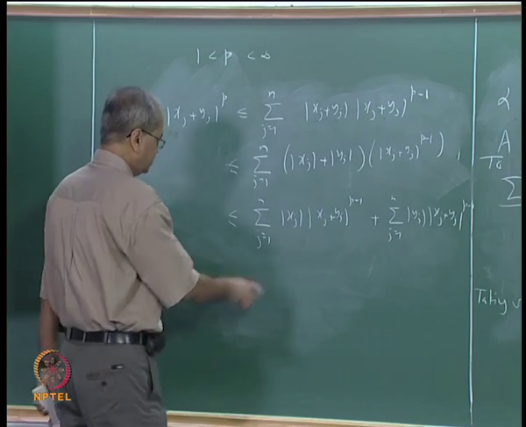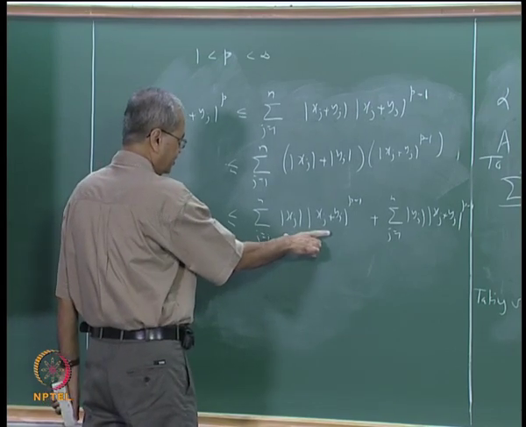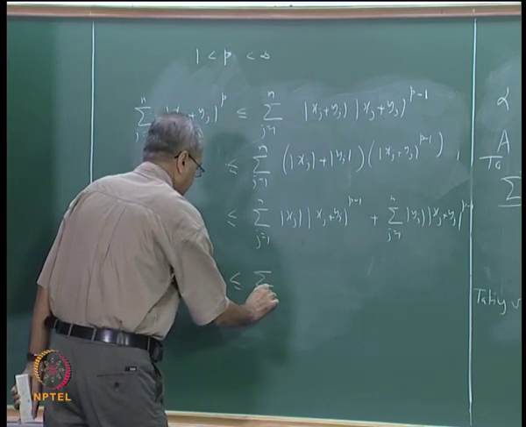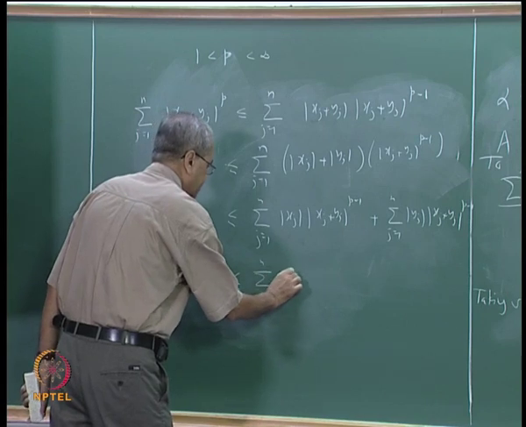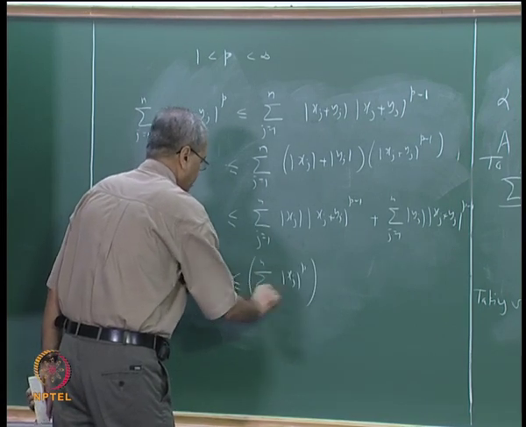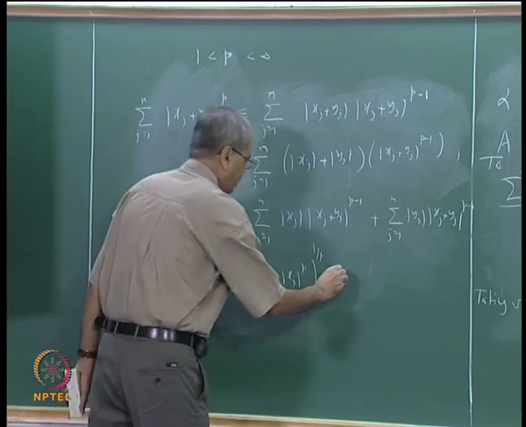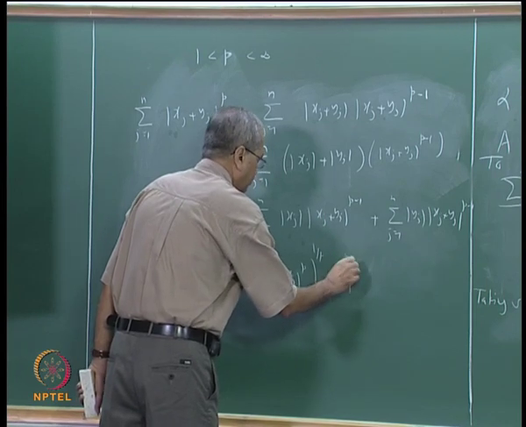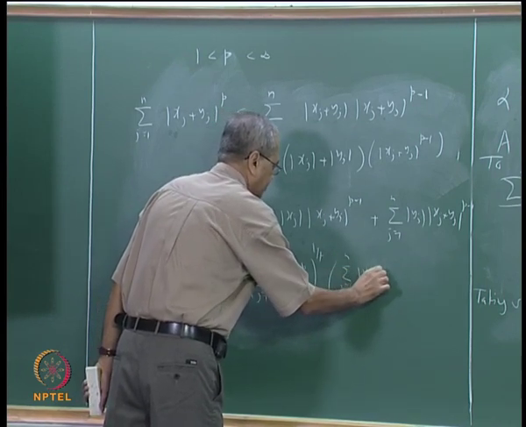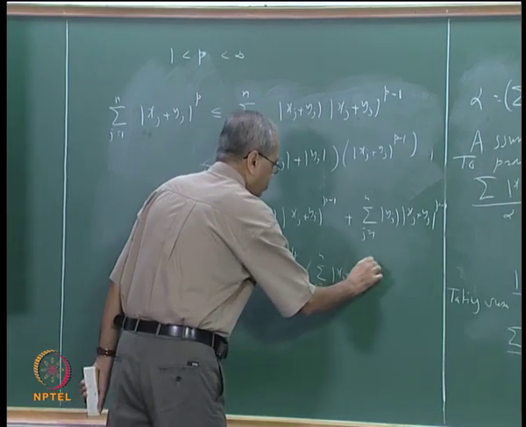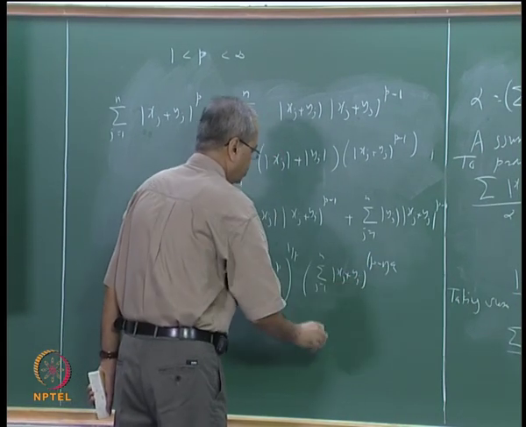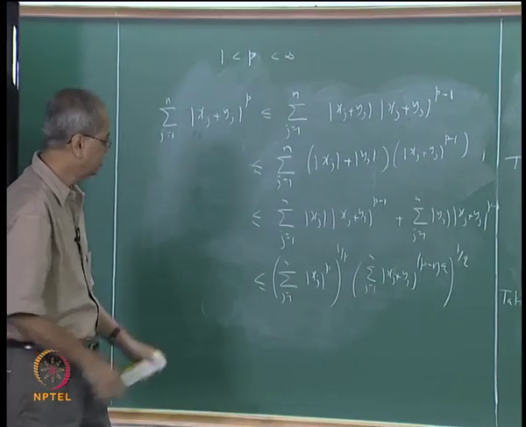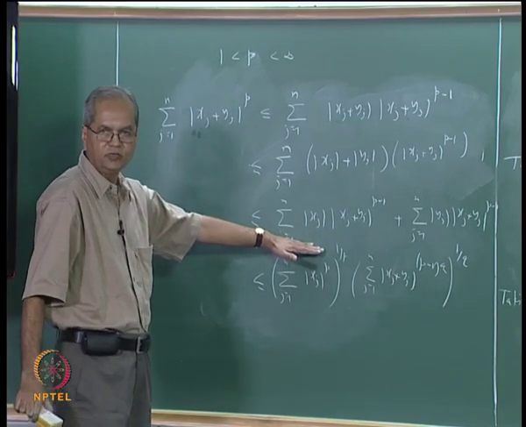Suppose I apply Holder's inequality to the first sum here. Then this will be less than or equal to sigma j going from 1 to n mod xj to the power p, whole thing raised to 1 by p, into the second term, sigma j going from 1 to n mod xj plus yj raised to p minus 1 into q, and then this whole thing raised to 1 by q. That is for the first sum.